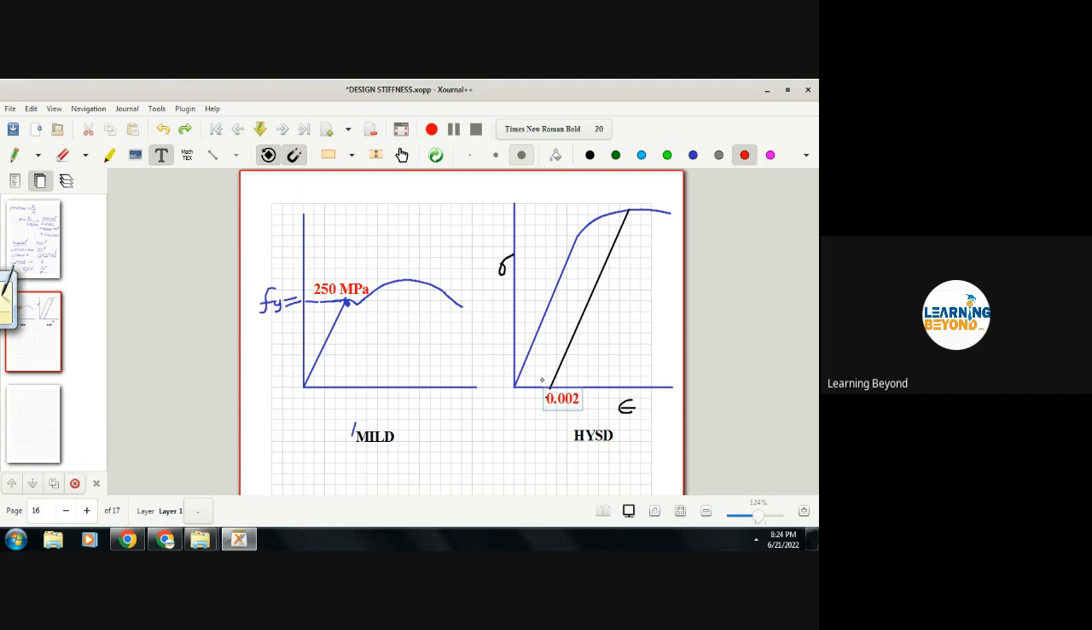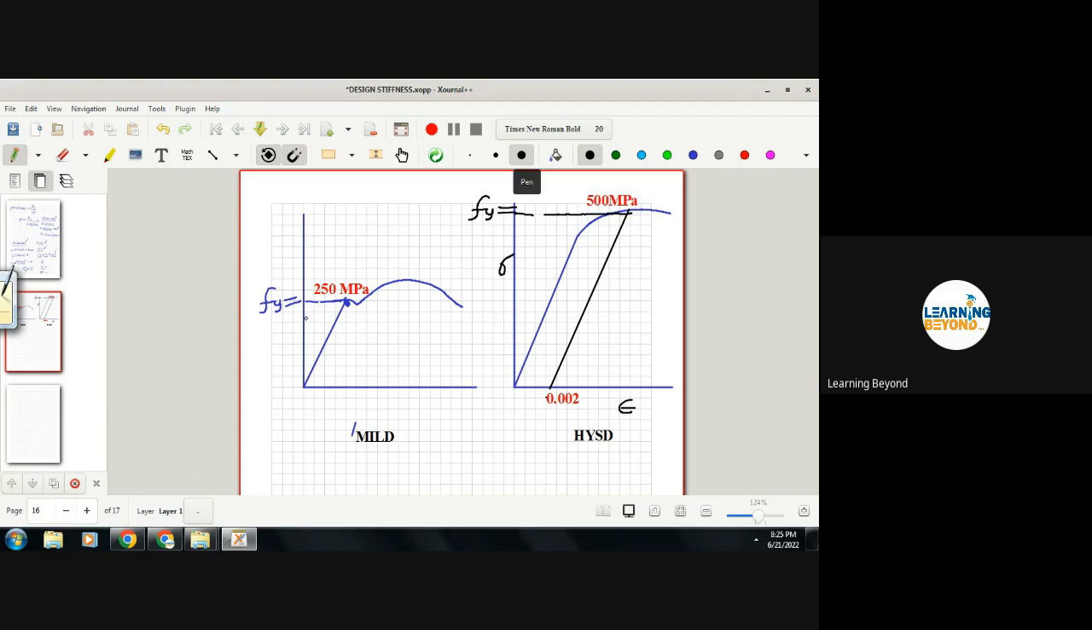0.002 corresponding to this value. If you draw this graph, then whatever value you get here is the Fy value. So what is this Fy value for high grade steel? High grade steel nowadays is 500. And once you apply the factor of safety for different materials, it will be different.